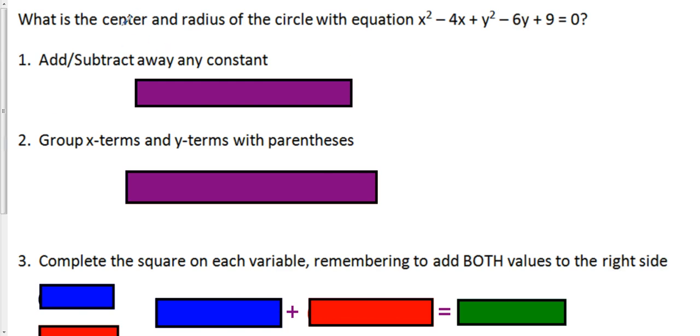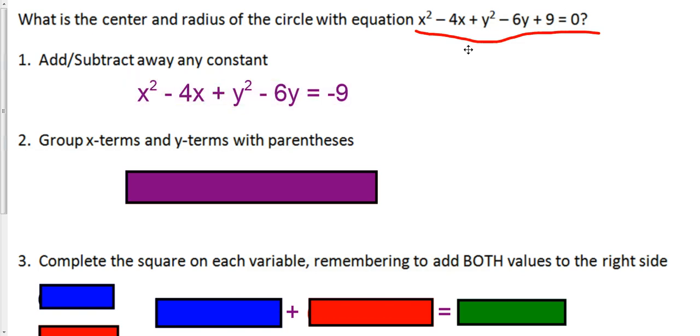So what is the center and radius of the circle with the equation x squared minus 4x plus y squared minus 6y plus 9 equals 0? This is where completing the square is going to come in handy. We're going to complete the square for both our x pieces and our y pieces, so we can turn this into the standard form of a circle equation. The first step is to get away any of the constants. In this case, we're subtracting away that 9. Subtract 9 from both sides of that equation and it turns into this.